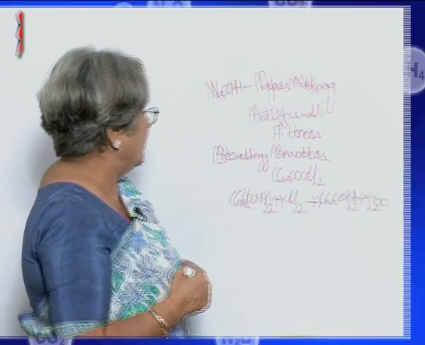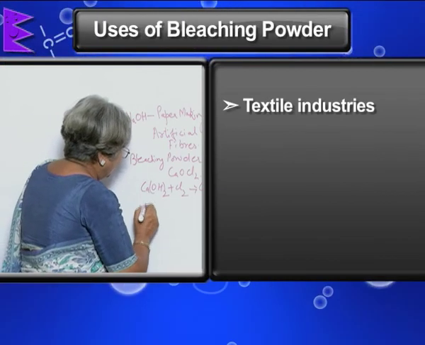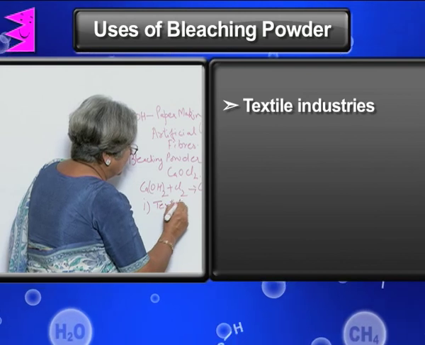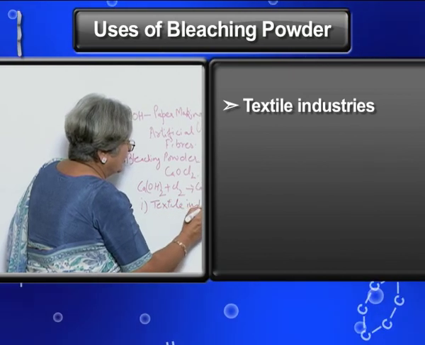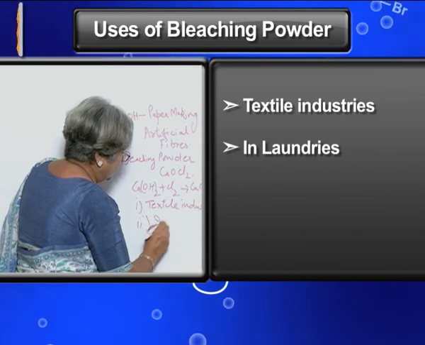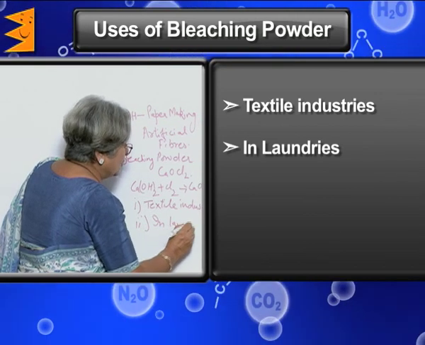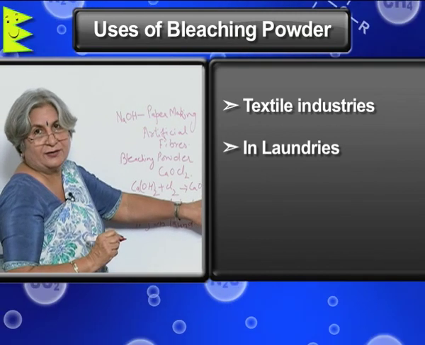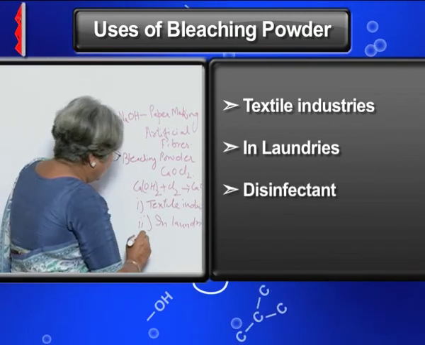So, bleaching powder is used in the textile industry, in the laundries, and also when it is put in water, it releases chlorine. So, it can be used as a disinfectant.